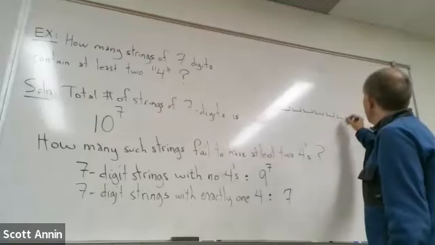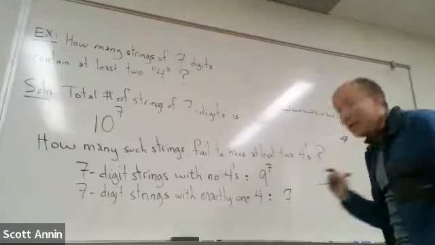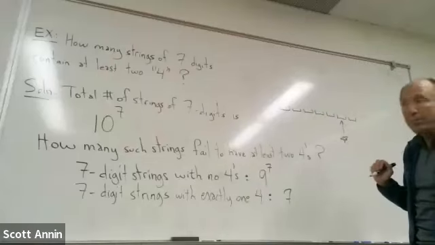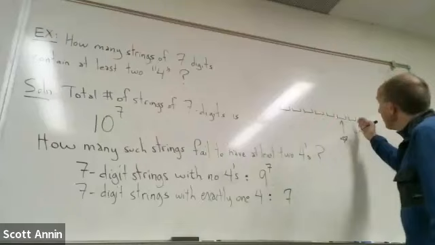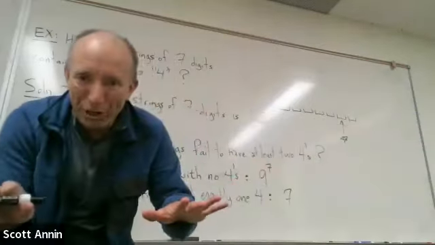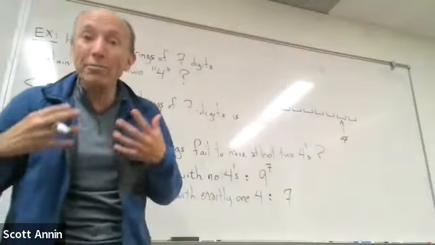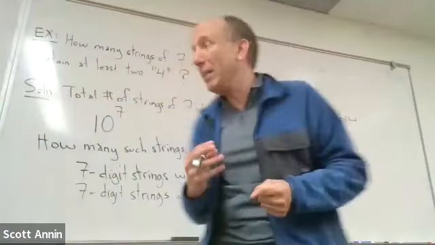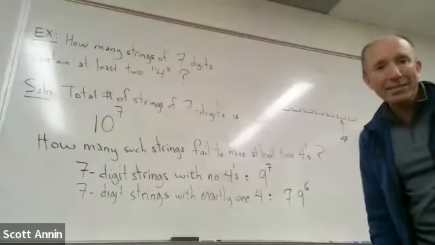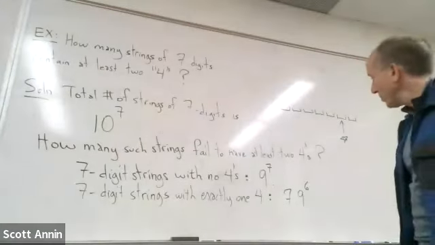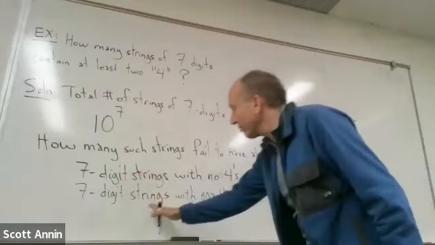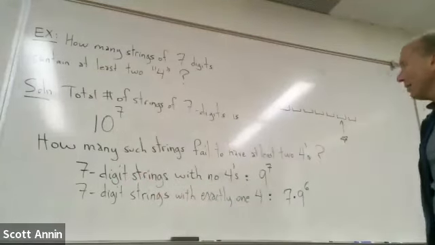Maybe it goes right here. But that's a choice I have to make. I have 7 choices for where I'm going to put that 4. That leaves me with 6 other slots. And in each of those 6 other slots, I cannot use a 4, which means I have what? 9 other digits available for each of those remaining 6 slots. Okay, so this is a multiplication principle again in this little subtask of creating 7-digit strings with exactly 1 4.